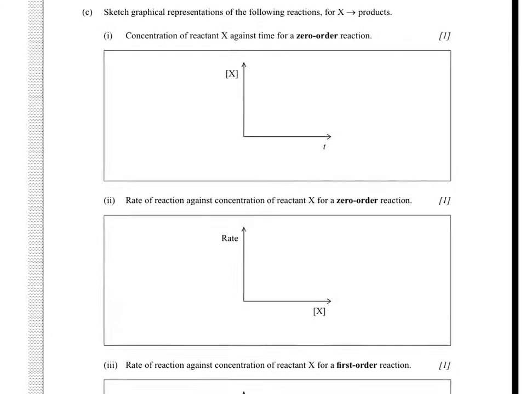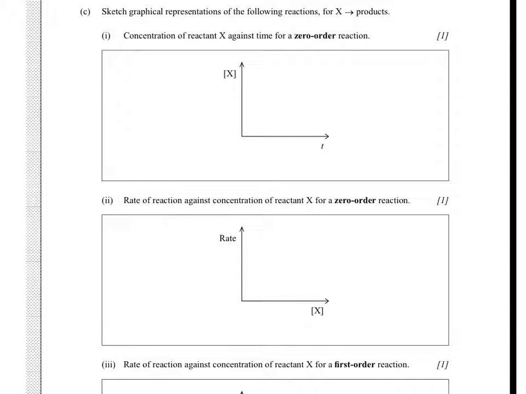These seem to be a tough question. The concentration of reactant X against time for a zero order. Even though it's zero order, the concentration of that reactant, because your X is going to products, is going to decrease over time. The rate of reaction for X for a zero order is the one that's going to have the zero slope. That should be a straight line.